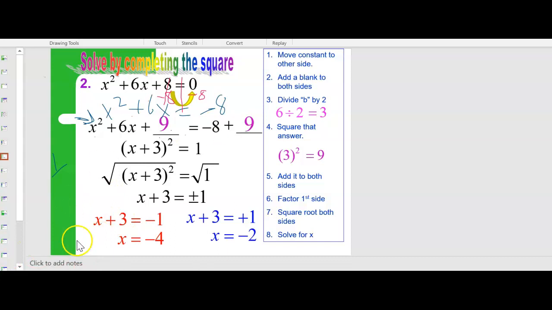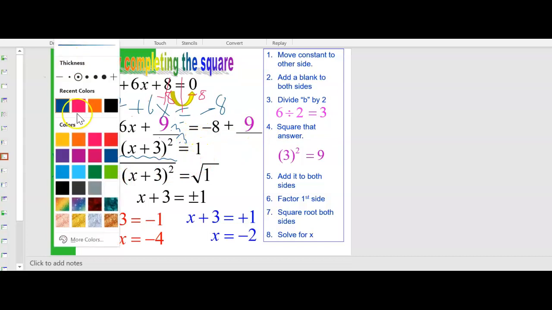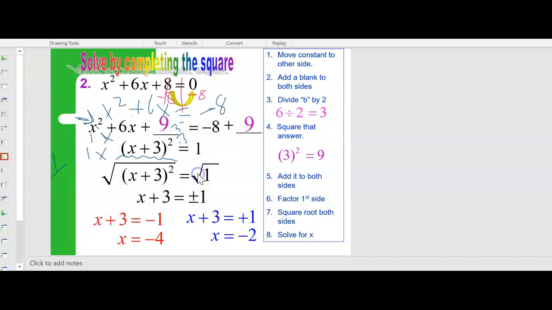And now on the left side, you can make a perfect square. Okay? So do the butterfly. This is 1, 1. Positive 9 is 3 times 3. So it's x plus 3 times x plus 3, which is x plus 3 squared. And on the other side, do the calculation. -8 plus 9 is 1. Okay? So you have a perfect square equation here. Right? So now you can solve it.